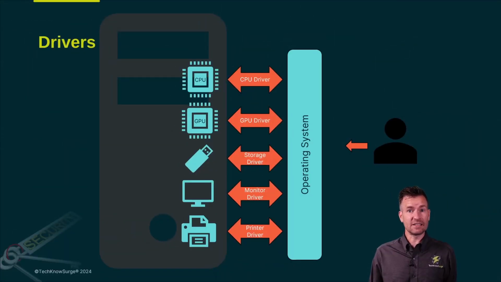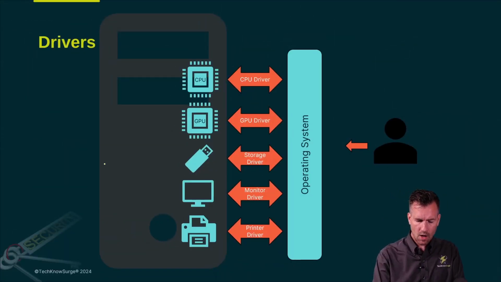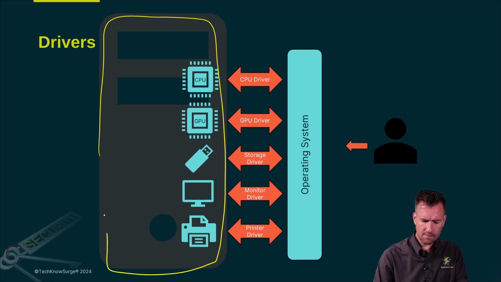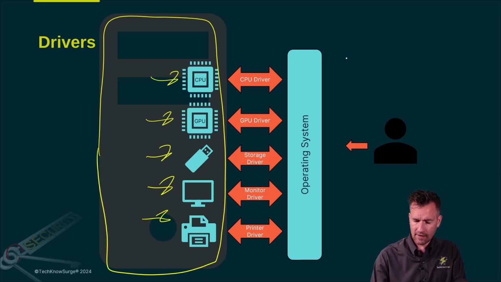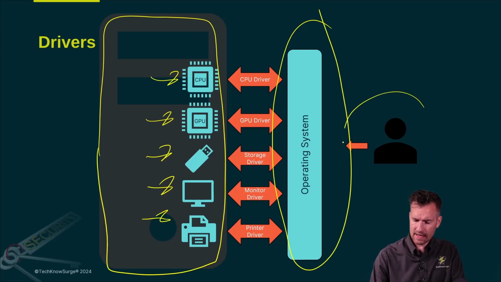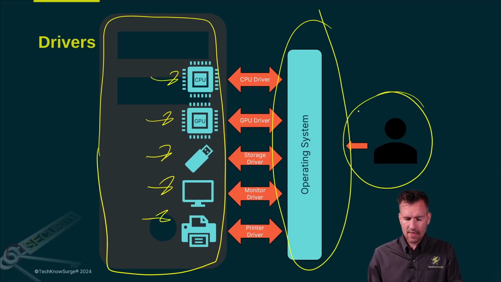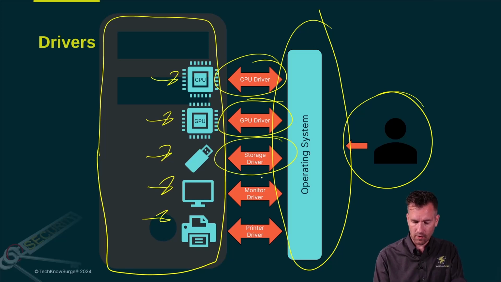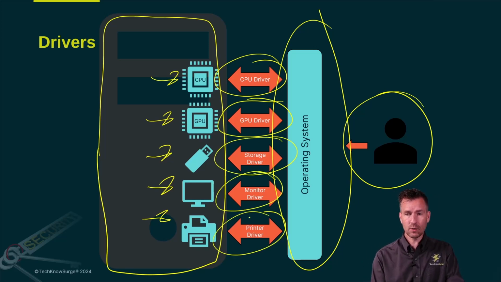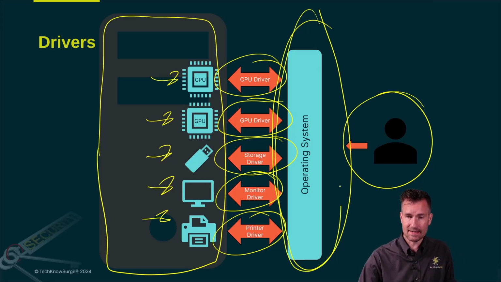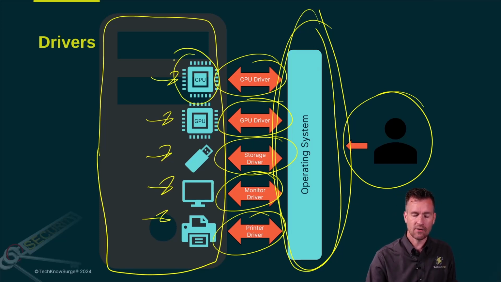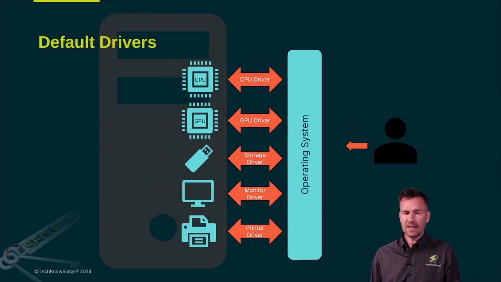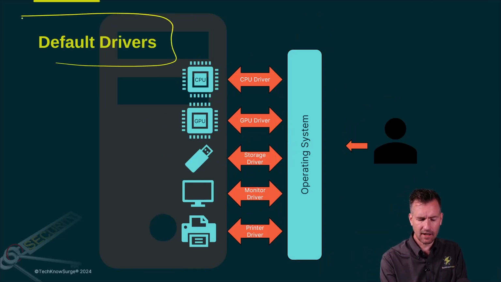Here's a little different illustration to help drive home this point. We have a computer right here, and on the computer we have lots of different hardware that's installed. We also have an operating system, and that's what the user is interacting with. And then what we have is a CPU driver and a graphics driver and storage drivers and monitor driver and print drivers. And this is giving the instructions between the operating system and how it is going to interact with these different components.